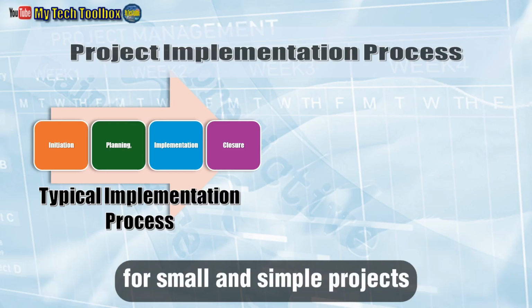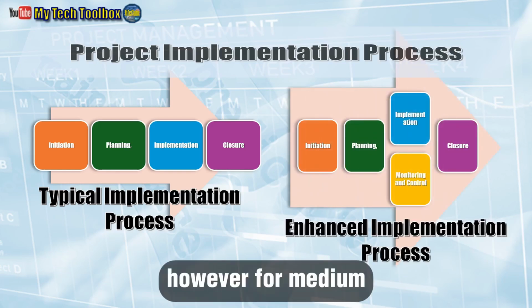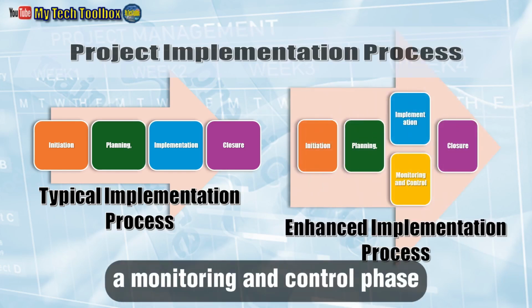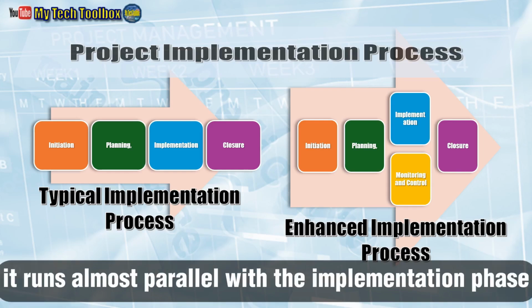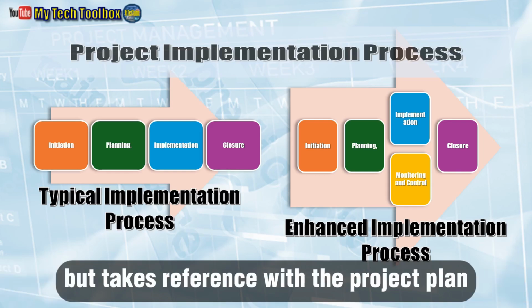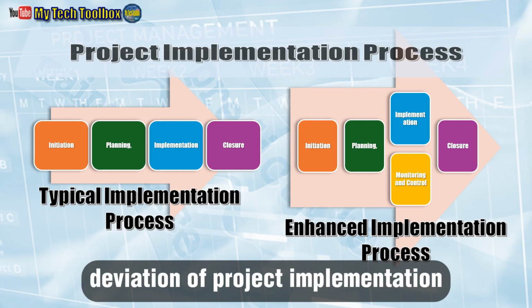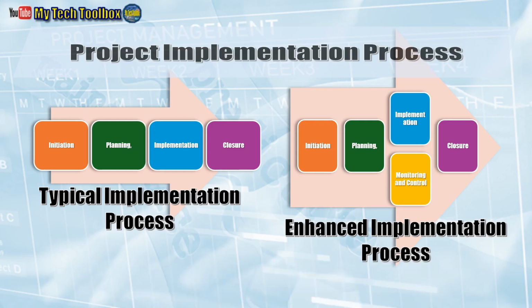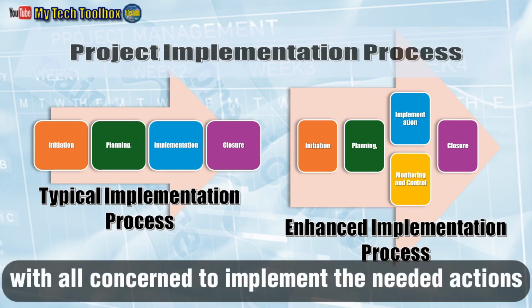For small and simple projects, this is followed. However, for medium, large, and complex projects, a monitoring and control phase is embedded in the typical process flow. It runs almost parallel with the implementation phase, but takes reference with the project plan. This phase determines deviation of project implementation from the project plans, recommends corrective action when necessary, and coordinates with all concerned to implement the needed actions.